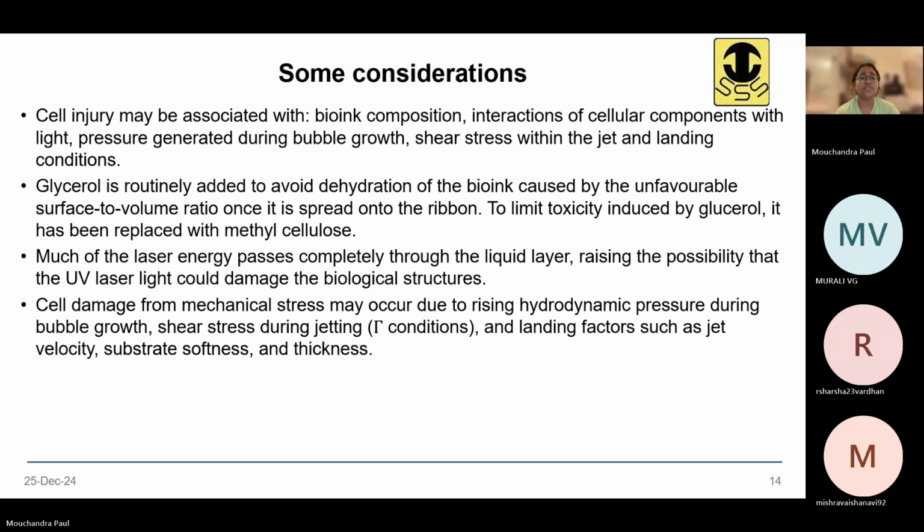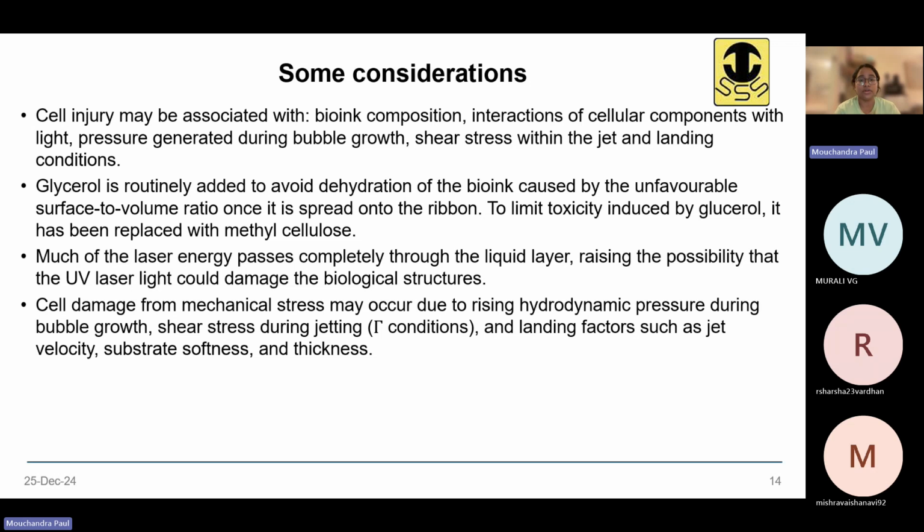Those factors also contribute to some shear stress on the cells, and definitely the landing factors: how soft the substrate is, the velocity at which the droplets are deposited, the kinetic energy of the droplets, and the thickness of the substrate. All of these are related to the landing factors, and they will definitely cause cell damage due to mechanical stress. So that is what I have for this technique.